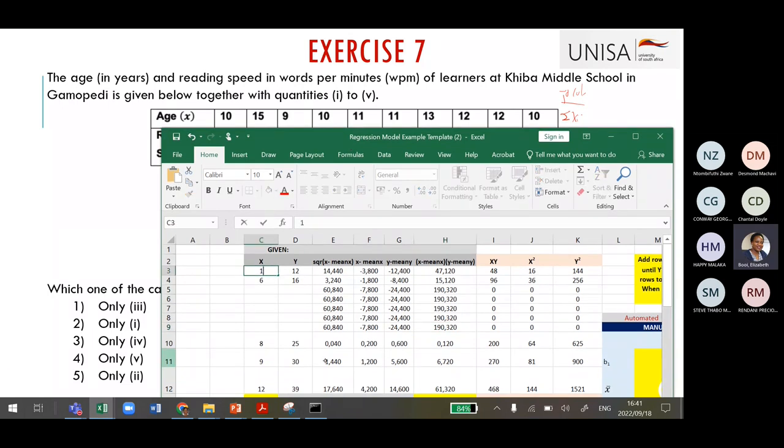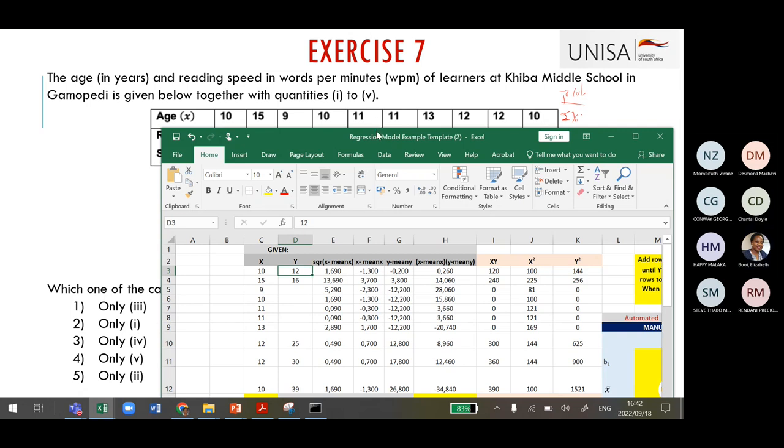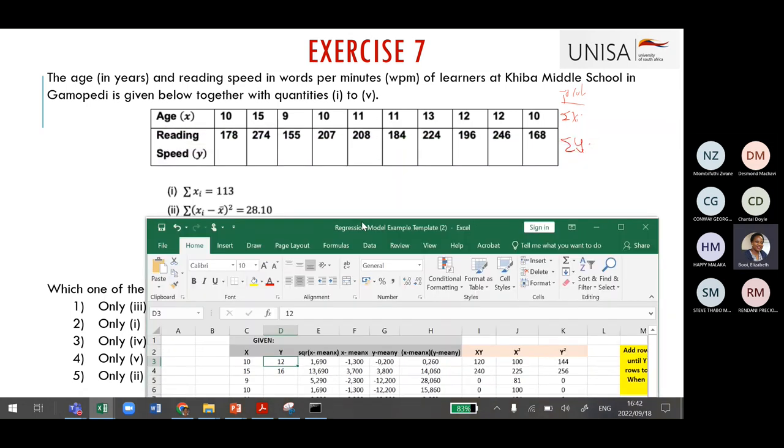X is 10, 15, 9, 10, 11, 11, 13, 12, 12, and 10. And we'll capture the y's. So, okay.